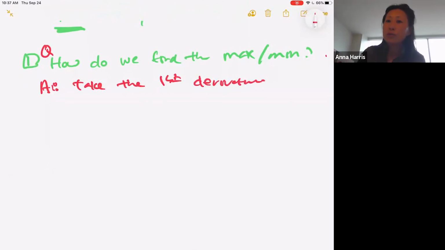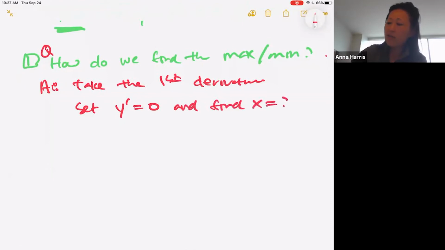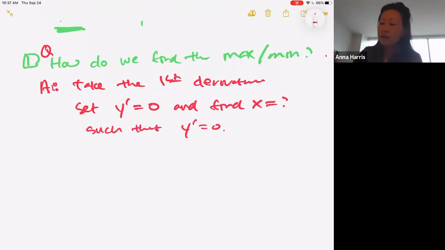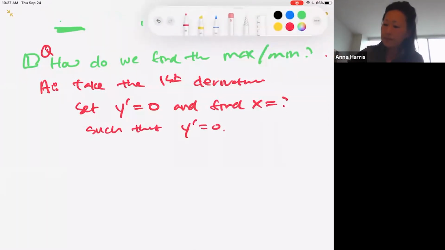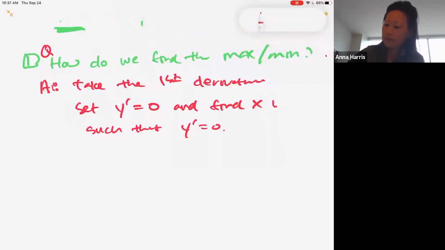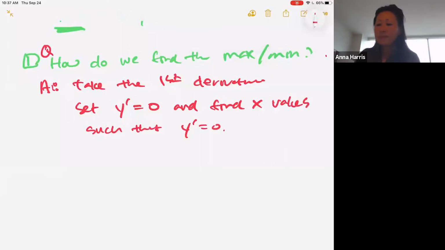And then what do we do? Set y prime equal to 0. And then find the x value such that y prime equals 0. Okay, that's how you want to find it.